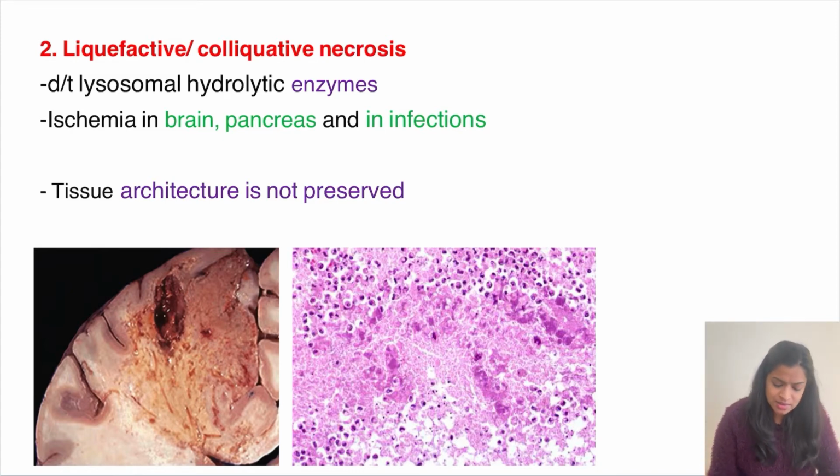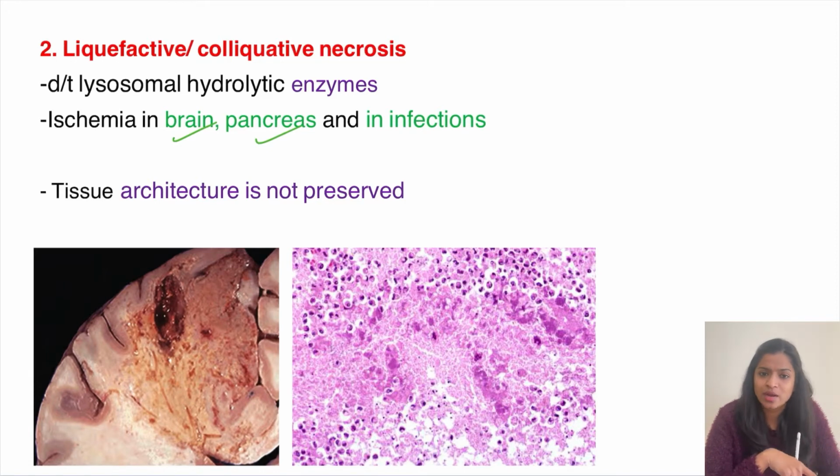And this is seen in those organs which are rich in hydrolytic enzymes, like brain and pancreas. I mentioned that coagulative necrosis happens in ischemia, the most common cause, and it happens in all solid organs except the brain. Why? Because the brain is rich in these hydrolytic enzymes. So whenever there is ischemia in the brain, it will always have liquefactive necrosis. This is a very important MCQ, so please remember. And the pancreas is also rich in hydrolytic enzymes, so there also we see only liquefactive necrosis.